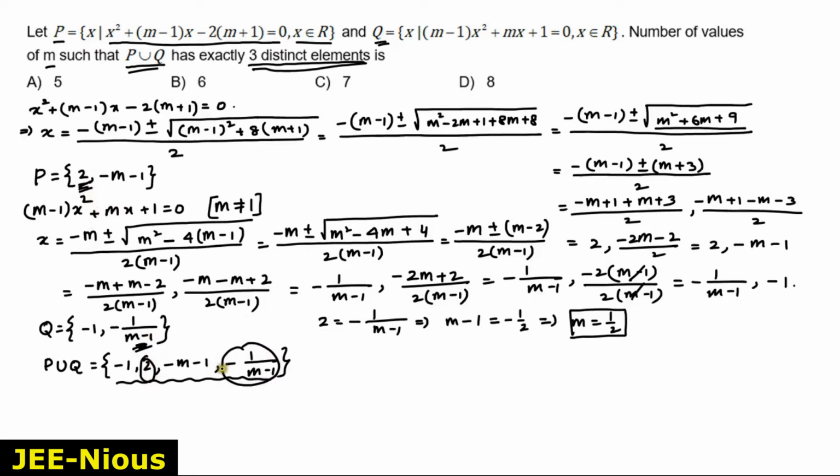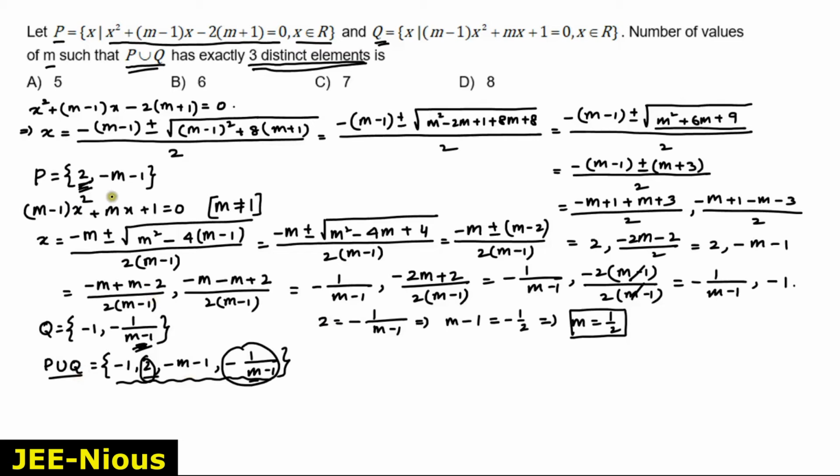Now if they are identical, in a set you cannot repeat an element. So from these two elements, you have to choose only one element. Then your P union Q will have exactly 3 elements. Is it clear? So this is one case.